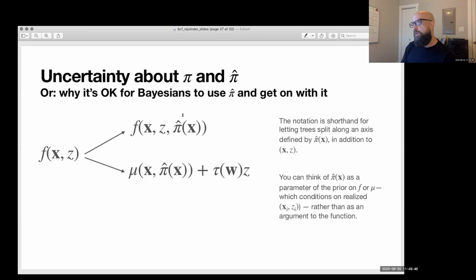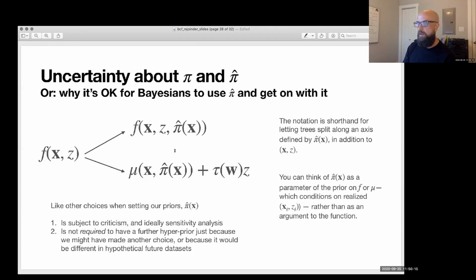So really we want to think about pi hat as just a parameter of the prior on f or mu. It's something that we get to pick in the prior. Remember that the prior already is conditional on x and z. And the fact that we write it here as an argument to the function is not to suggest that our model is saying that the actual estimated propensity score is driving outcomes, or the true propensity score is driving outcomes. So this is not a plug-in approximation to having the true pi in there, if that makes sense.